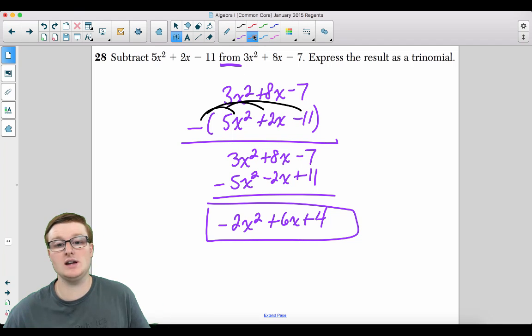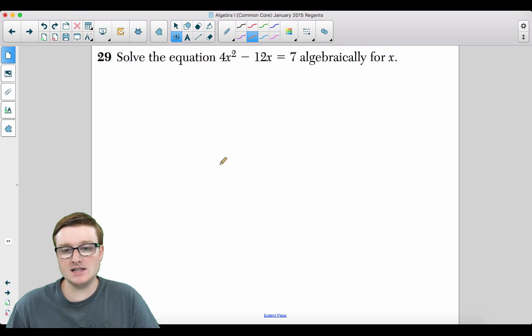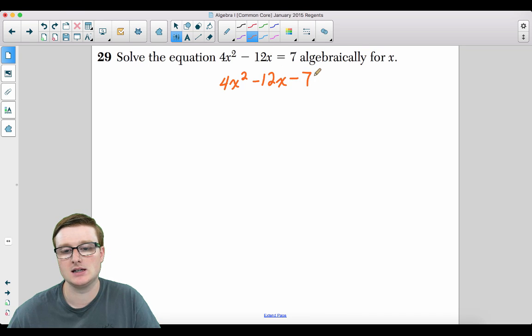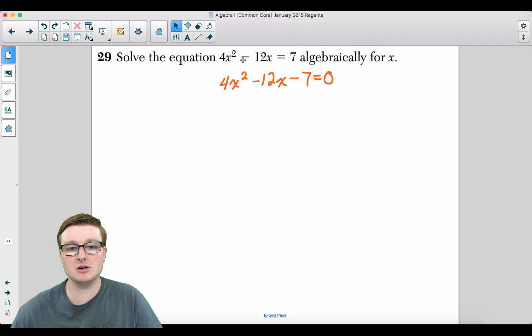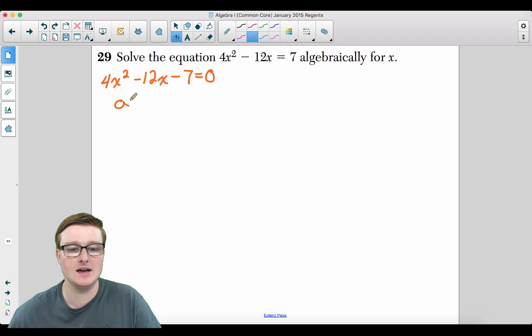All right, moving on to 29. Solve the equation 4x squared minus 12x equals 7 algebraically for x. So, okay, I have a feeling what we're going to do. We are going to be using the quadratic formula because this cannot be factored easily. So what I'm going to do is put this to the side, and I'm going to state my A, my B, and my C. My A is 4, my B is negative 12, my C is negative 7.